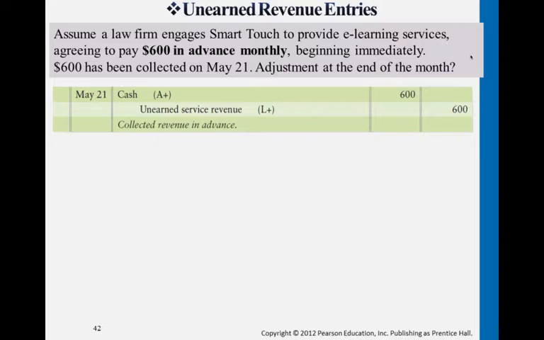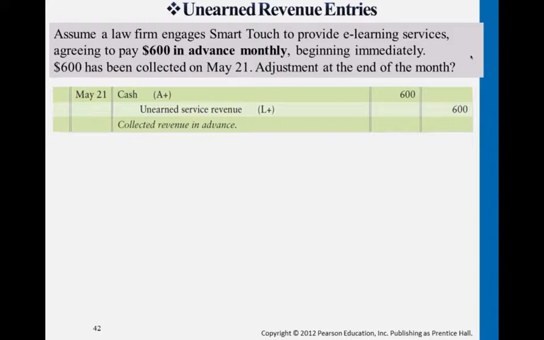So let's look at another example. Assume a law firm engages, again, Smart Touch to provide e-learning services, agreeing to pay $600 in advance monthly. So the cash will be received by Smart Touch before they actually provide the e-learning service. Earlier, on May 21st, you see this entry here, collecting cash and generating a liability account, unearned service revenue, because they haven't actually provided the service.